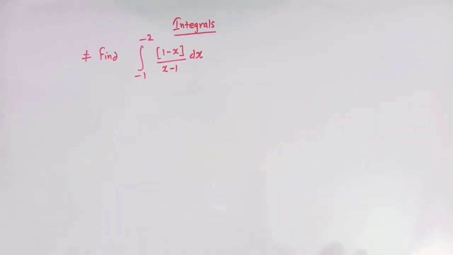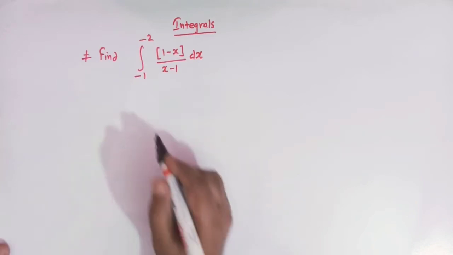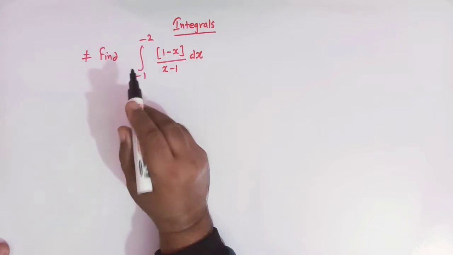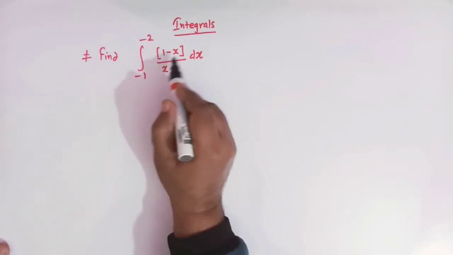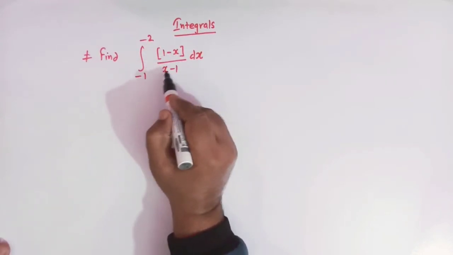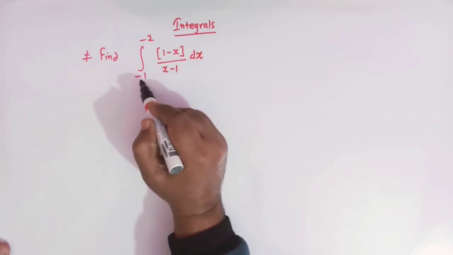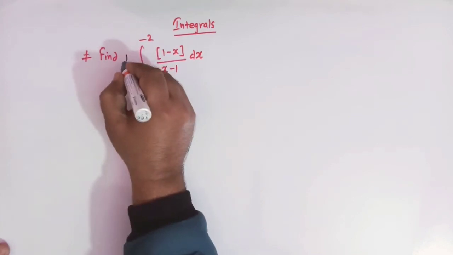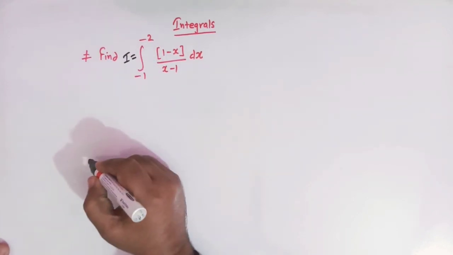Hello viewers, in today's class we are going to discuss one important and conceptual problem from definite integrals involving the greatest integer function, right? So here we have this problem: we have to find the integral of the greatest integer of (1 minus x) divided by (x minus 1) from minus 1 to minus 2, right? So let us call this integral as I, right?